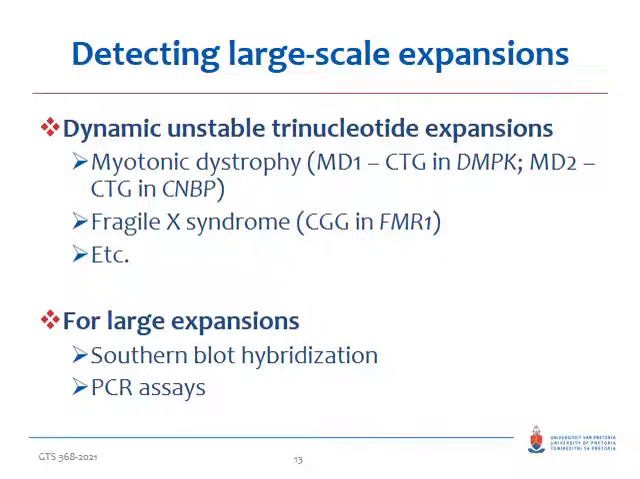In the case of large-scale expansions, such as the dynamic unstable trinucleotide expansions seen in myotonic dystrophy and Fragile X syndrome, other methods such as Southern blot hybridization and PCR assays are used.